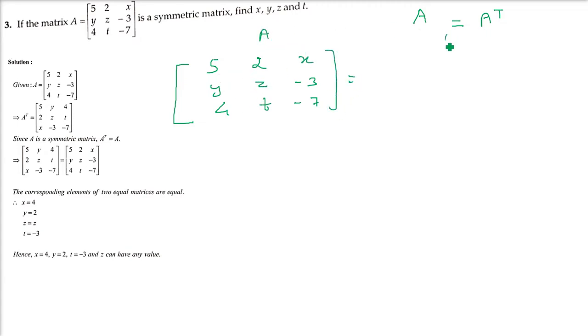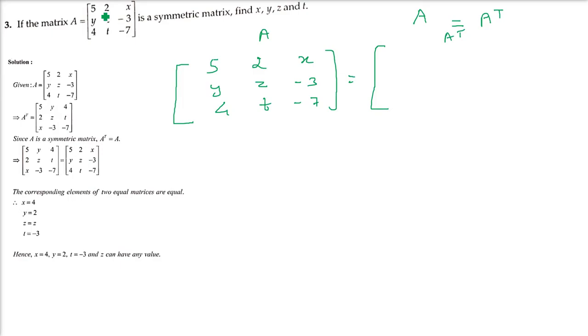If matrix A is a symmetric matrix, find x, y, z and t. As I said, a symmetric matrix is one where, when you take row to column, the matrix remains unchanged. That means the sign remains unchanged. It is similar to your A transpose. So you have 5, 2x, y, z, negative 3, 4t, negative 7. Let us take the transpose of this. Transpose is simply changing rows to columns. This is A transpose.